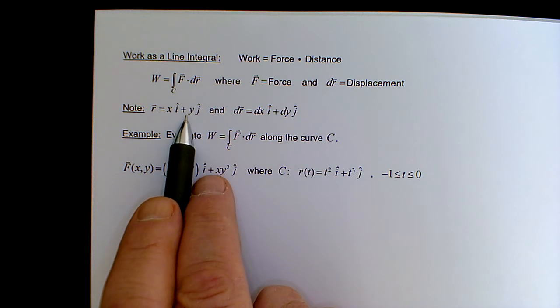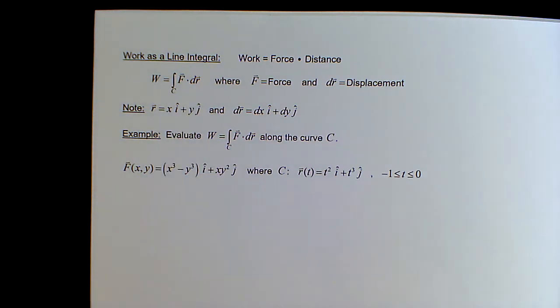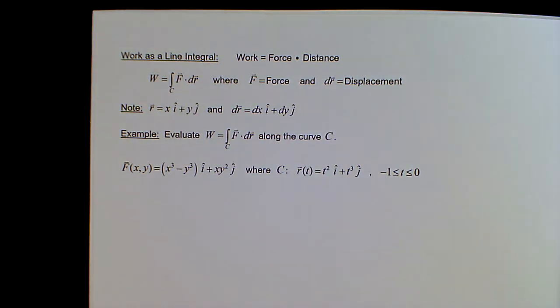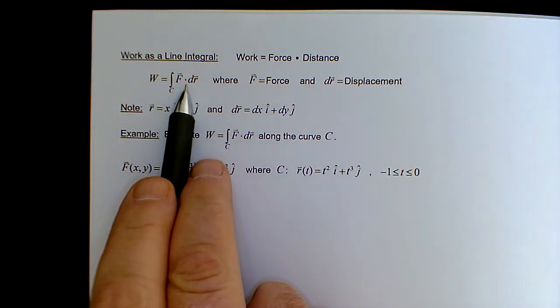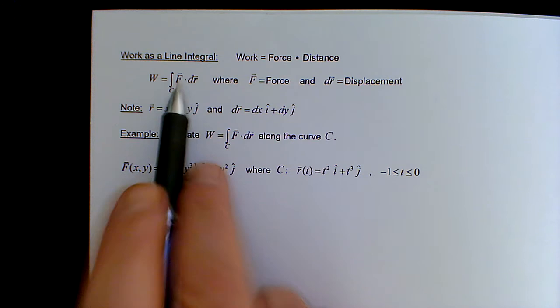And note that dr is always equal to x i plus y j, and it would follow then that dr would equal the differential dx times i plus the differential dy times j. Now, I think I said the word times here. This is not times, this is actually the dot product.